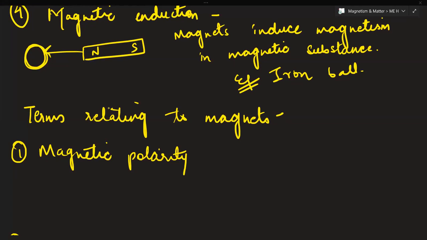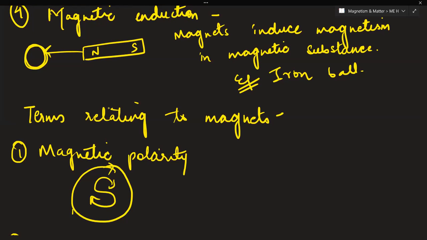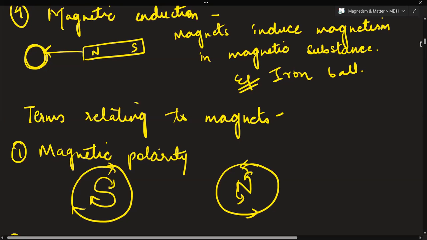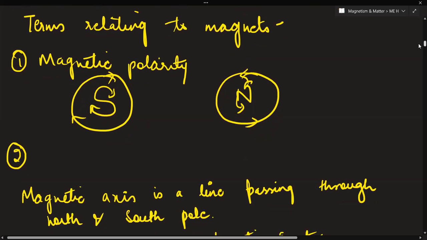Now, certain terms you have to remember that are related to magnets. One of the terms that you have to remember is magnetic polarity. Polarity we have already studied. This is south polarity, we know even the direction of current, and then there is north polarity. These are the two polarities. Two poles exist, north pole and south pole. These are the terms that are essential specifically for a magnet.